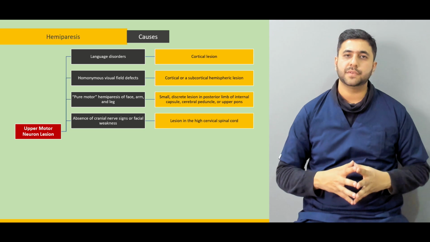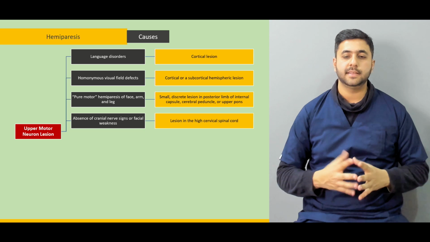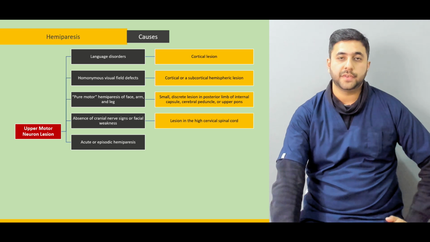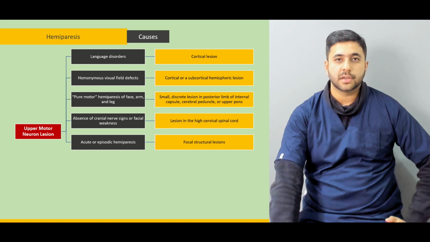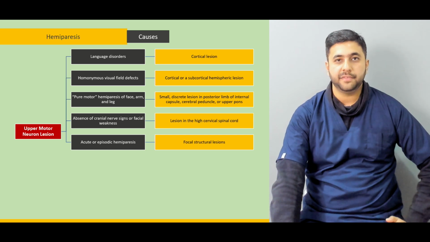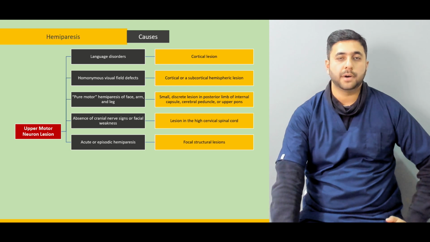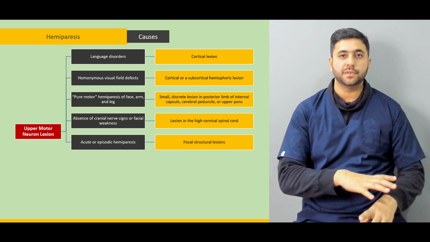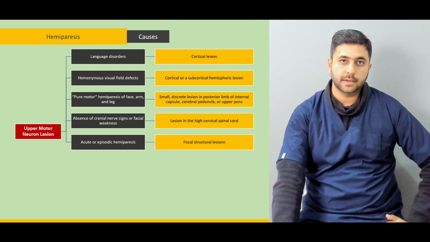But if we have the absence of the cranial nerve signs or the facial weakness, then we can very confidently say that this might be in the high cervical spinal cord lesion. If we have the presentation of hemiparesis very acutely or episodic, then this might be a focal structural lesion, or a very small area of the brain might be affected that has given rise to this episodic or acute problem. Like if we have an interruption of the blood supply to some small artery supplying one part of the brain, then we might have a weakness in that dermatome or in that area of the body, just for a focal point or an episodic point.